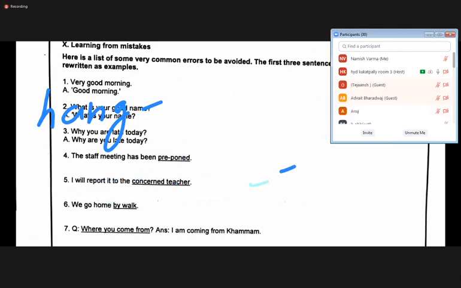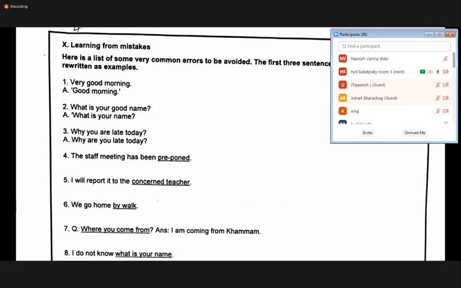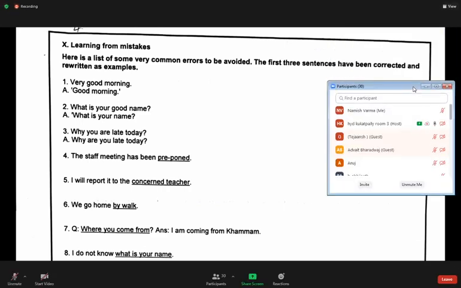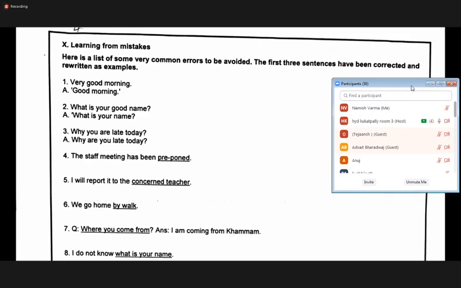Next, the tenth, last exercise. Here is a list of some very common errors to be avoided. The first three sentences have been corrected and rewritten as examples. So the answers for the first three sentences are already given. Very good morning. The expression very good morning is not formal. Remember, good morning itself is enough. When you wish a person in the morning, just say good morning.